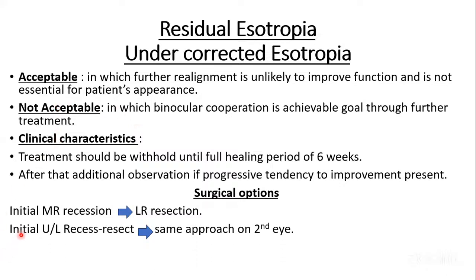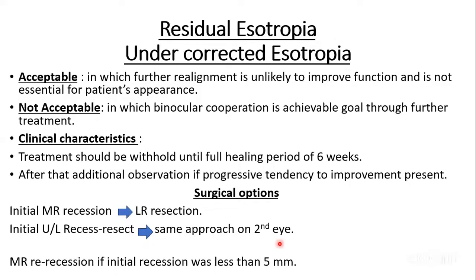So if the patient initially had bilateral medial rectus recession, usually we do lateral rectus resection. If the patient initially had unilateral medial rectus recession plus lateral rectus resection, we do the same approach on the second eye. Okay, is it clear? Sir, can you repeat this one?